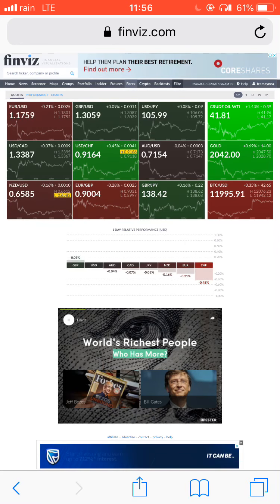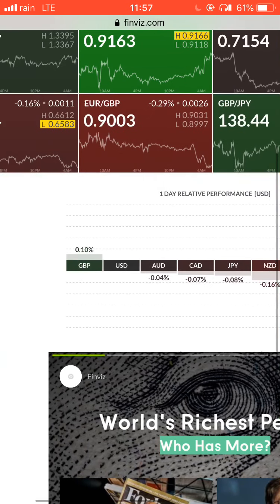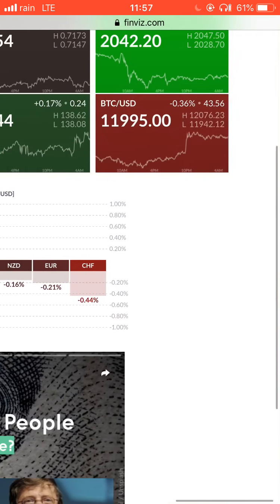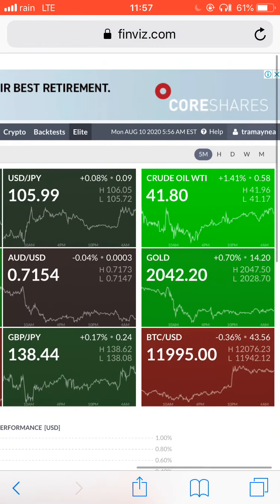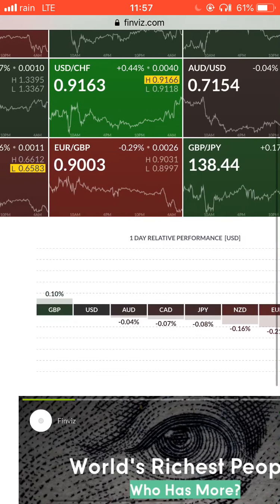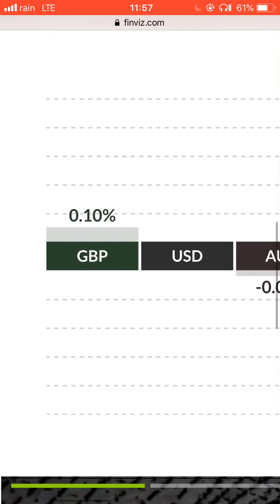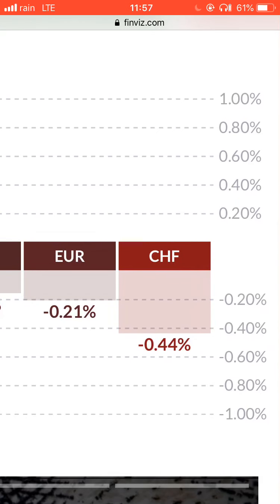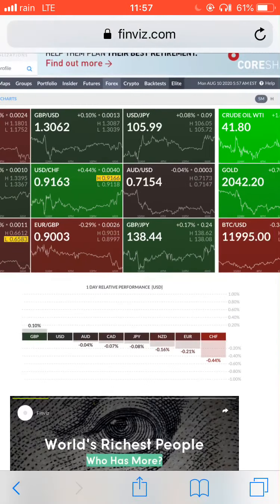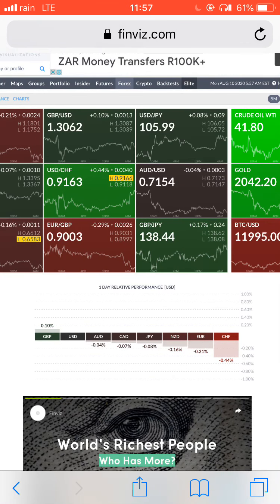Today is Monday, the 10th of August, and this is our relative performance for the last 5 minutes, how these currencies have been performing. On this relative performance, we can see that the pound is the strongest currency relative to the dollar, and the Swiss franc is the weakest currency relative to the dollar. So if we pair up the pound and the Swiss franc, we get pound Swiss franc, and we know that's a currency pair that can be traded.